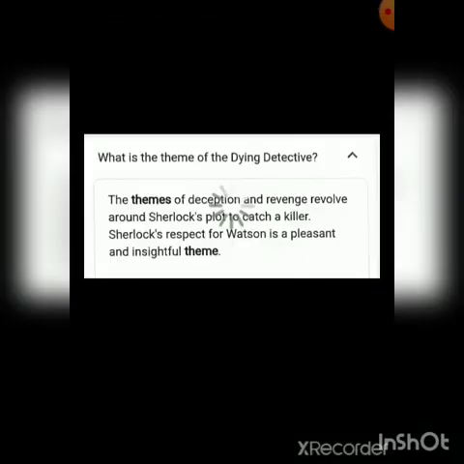Now we are going to discuss the theme of the story. What is the theme of The Dying Detective? The themes we get are deception and revenge. Deception means cheating: Sherlock Holmes had pre-planned everything, that he is going to ask Dr. Watson to bring Smith to his house, and that way he is going to deceive him and have him arrested by Inspector Morton. So that is the deception, right?